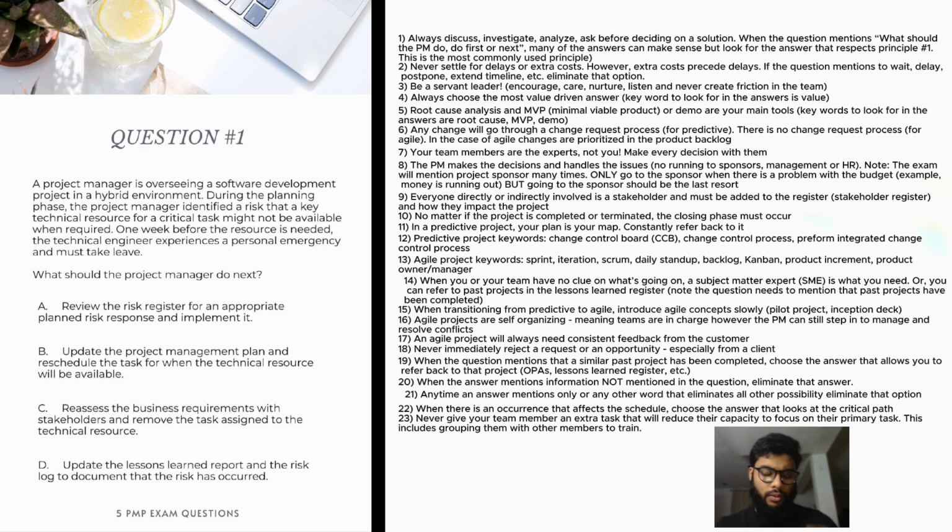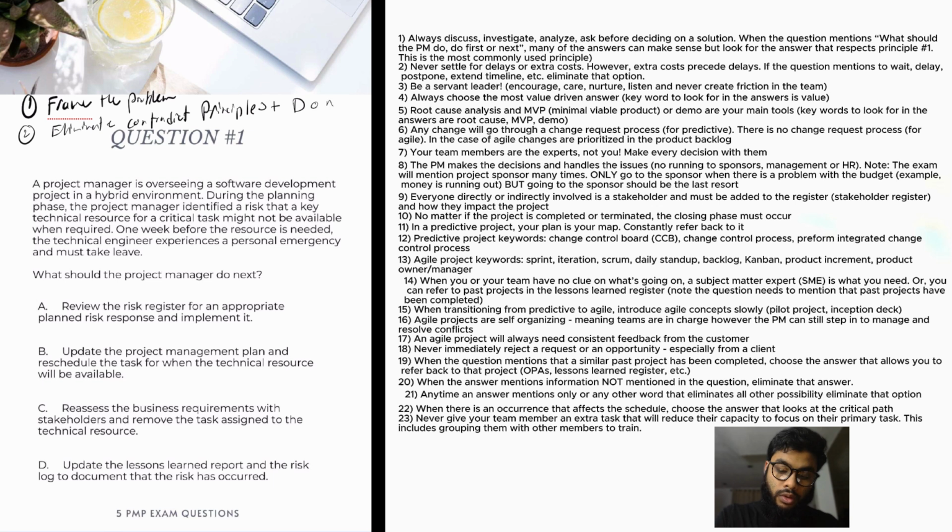Question number 1, remember, 3 steps and 3 steps only. The first step is what? Frame the problem. Very, very important. Forgive me for my handwriting. Number 2, eliminate the answers that contradict our principles, or do not solve the problem. Okay, that's why it's so important to frame the problem.